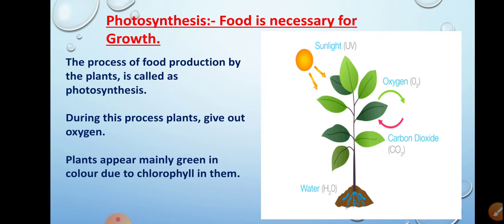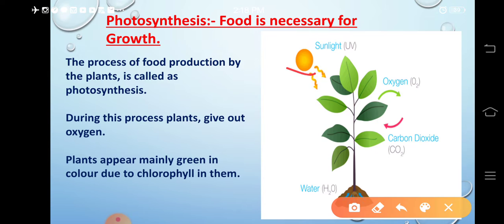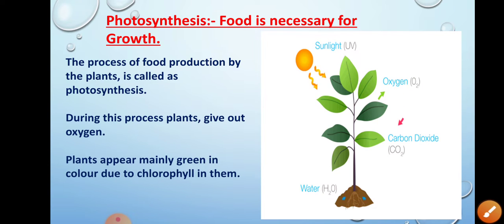So what is important for photosynthesis? Sunlight, then carbon dioxide, water and other nutrients from the soil, and the chlorophyll pigment which is present in the leaf of a plant. And this entire process takes place in the leaves of plants, in the presence of sunlight, with the help of chlorophyll in the leaves.